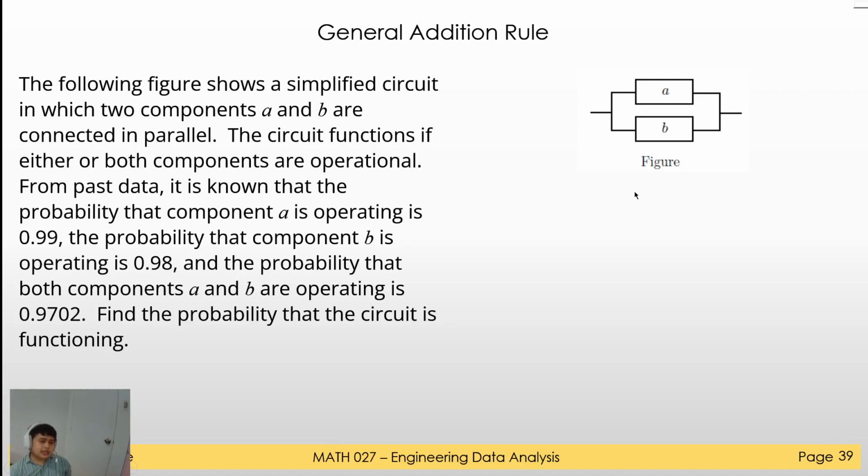So we can also utilize the general addition rule for real world scenarios such as this, no? So let's say we have a simplified circuit diagram in which 2 components A and B are connected in parallel. The circuit functions if either or both components are operational. From past data, it is known that the probability that component A is operating is 0.99, the probability that component B is operating is 0.98, and the probability that both components A and B are operating is 0.9702. Find the probability that the circuit is functioning.